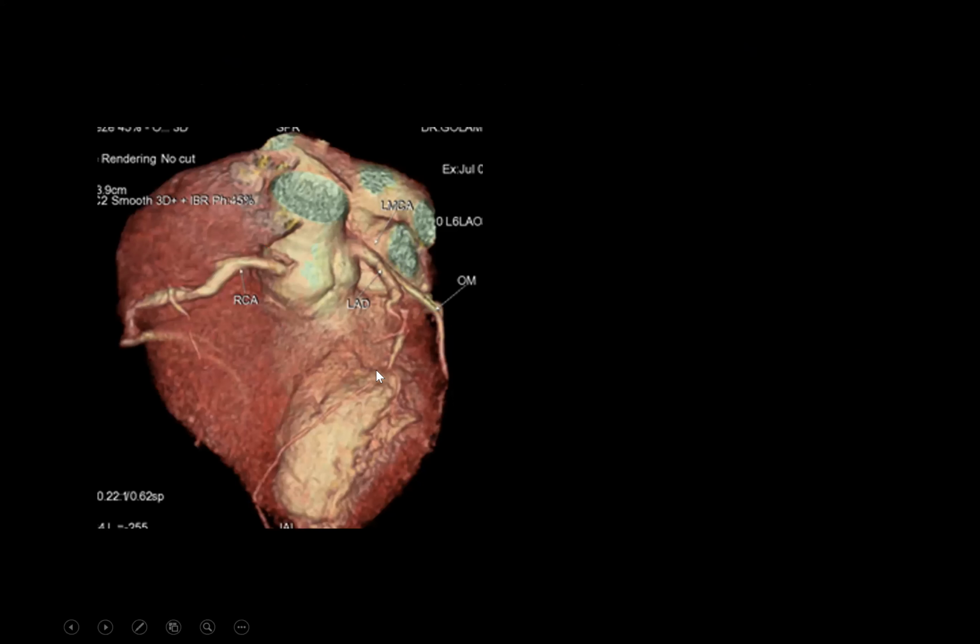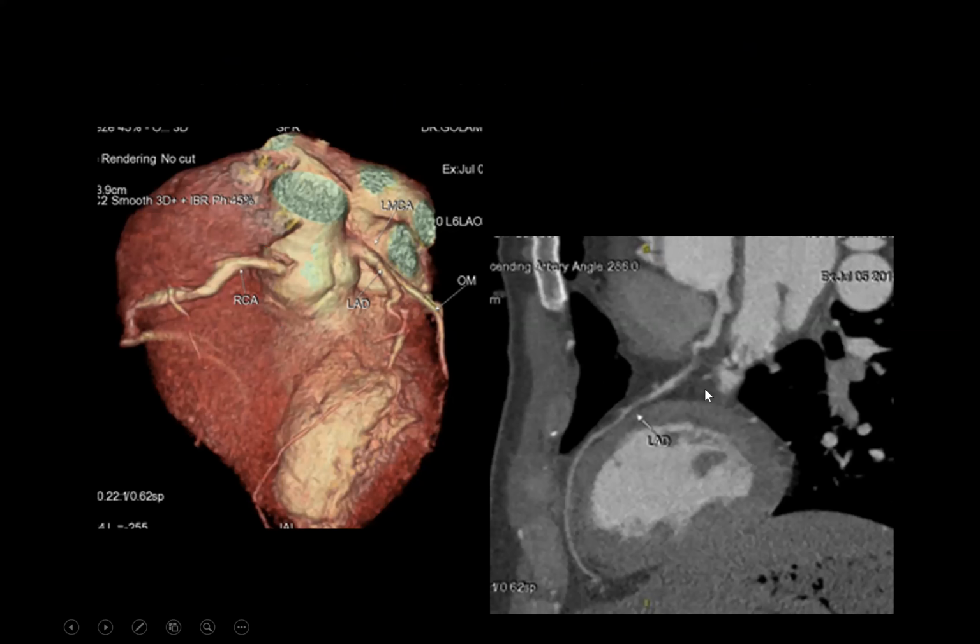Here is another young patient with stable chest pain, so a CT coronary angiogram was requested. What we see here is significant LAD disease in the proximal LAD and a long narrow segment, with a patent distal LAD. So the patient was sent for catheter angiogram.